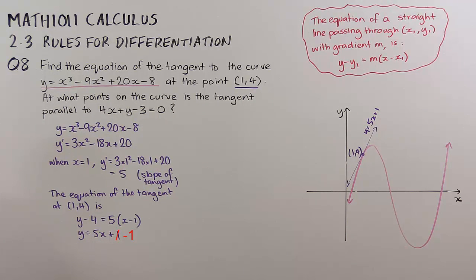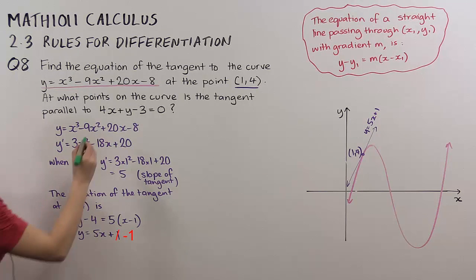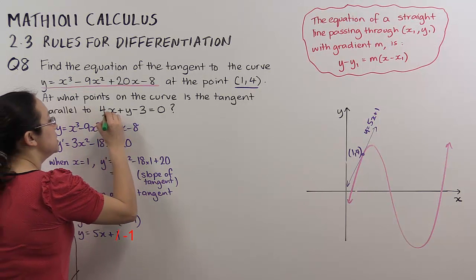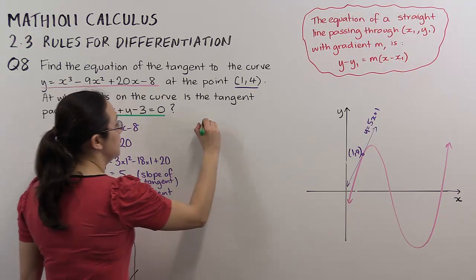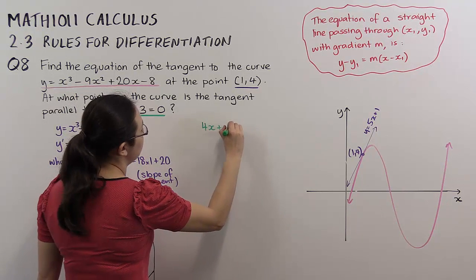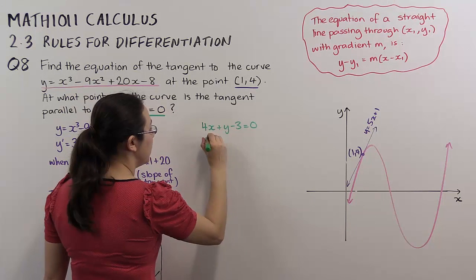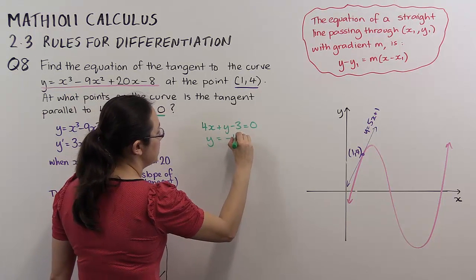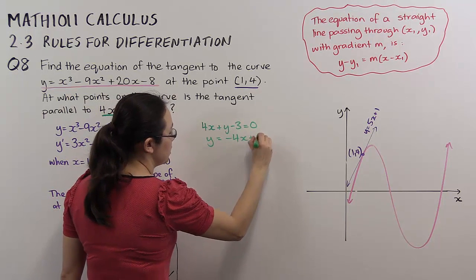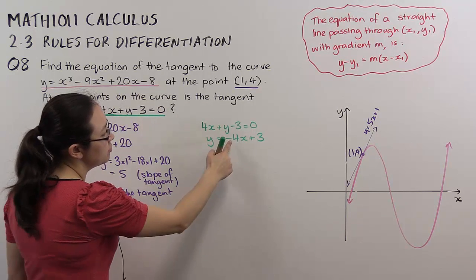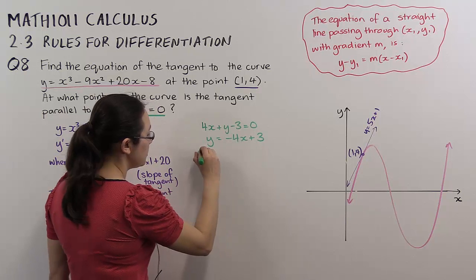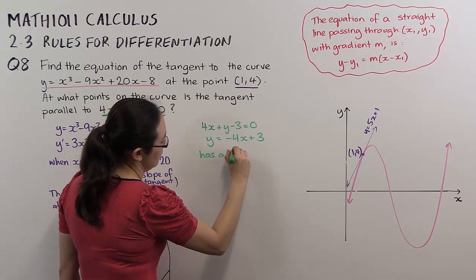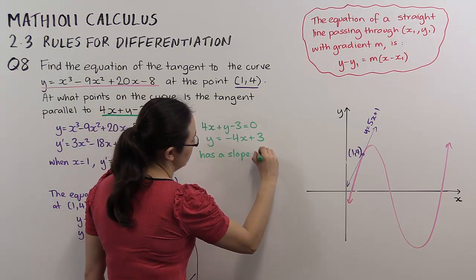Now, there's a second part of the question, and that is, at what points on the curve is the tangent parallel to this line here, 4x plus y minus 3 equals 0. Let's just look at that. 4x plus y minus 3 equals 0. If I make y the subject, that's y equals minus 4x plus 3. So that has a gradient of minus 4 and a y-intercept of 3. A gradient or a slope of minus 4.